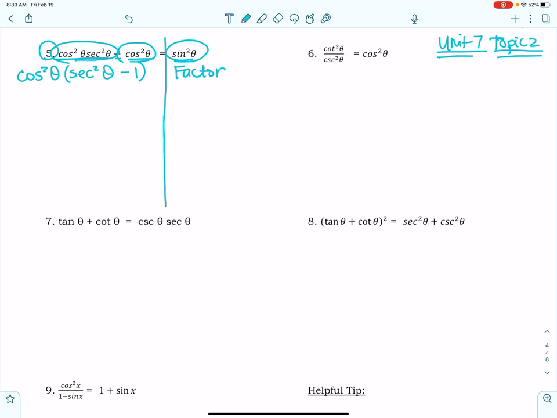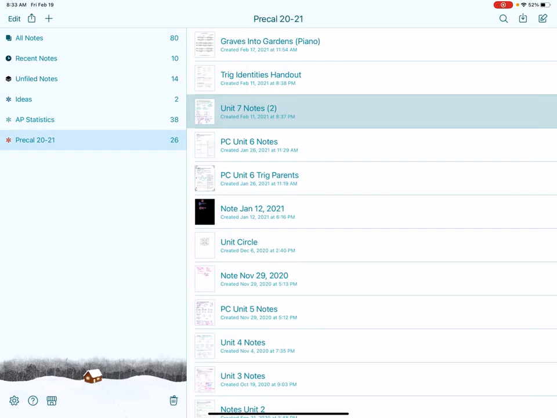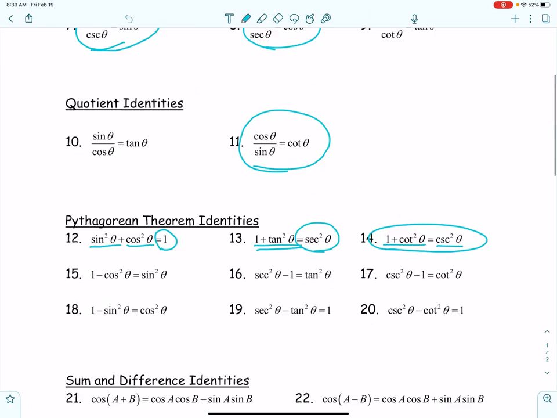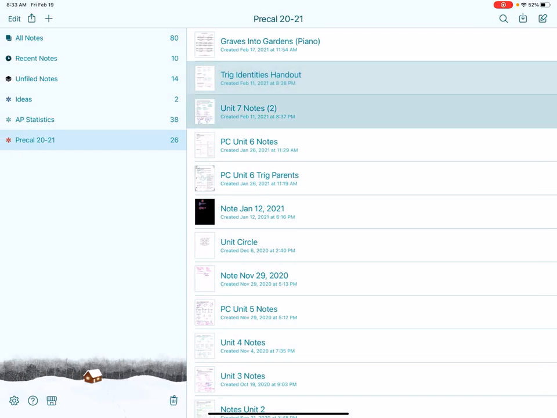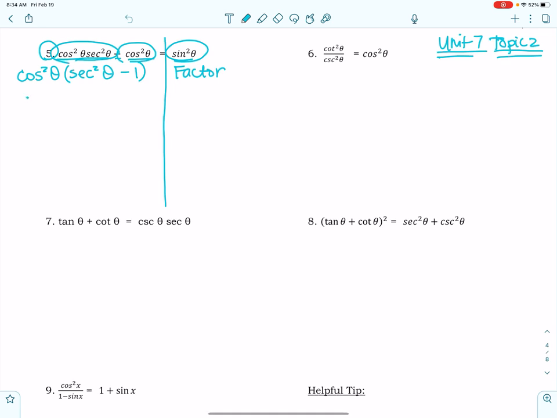And then what I'm going to do is I'm going to visit my identities page. And if you'll notice on your Pythagorean identities, we have secant squared theta minus 1 equals tangent squared theta. So I am going to change that. So I've got cosine squared theta times tangent squared theta. And of course, that is the Pythagorean theorem identity that I used right there.